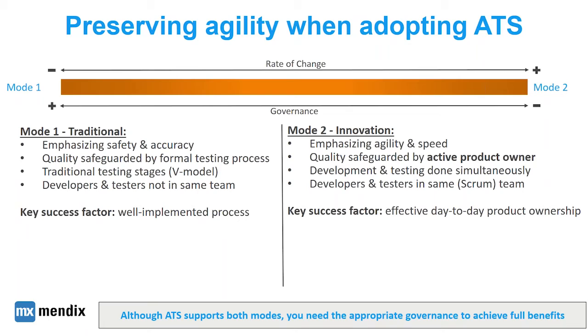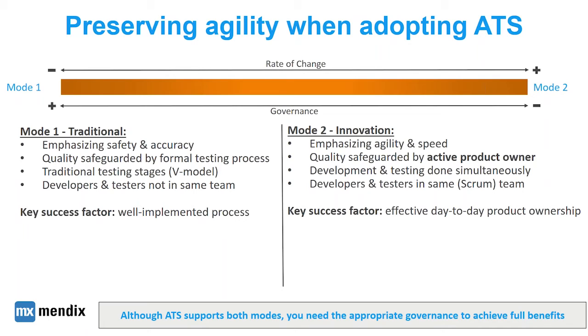So in a Mode 2 context, you usually have your development and testing done simultaneously, and the developers and testers are usually in the same team, often using Scrum as a development methodology. And what we have found, as I said, is that a key success factor in that context is to have effective day-to-day product ownership by a proactive product owner.